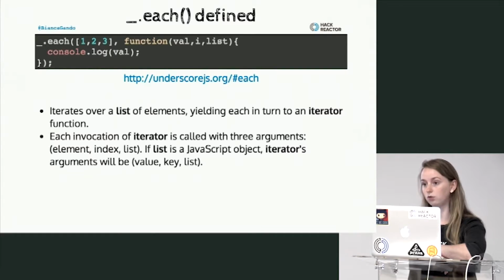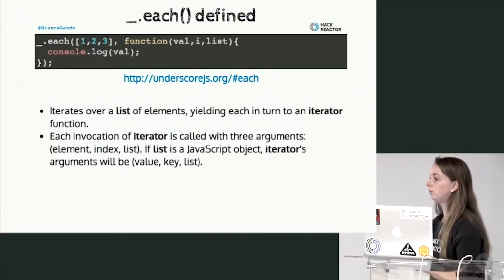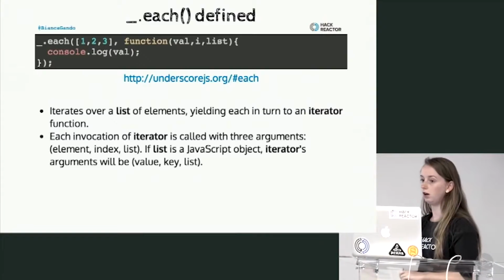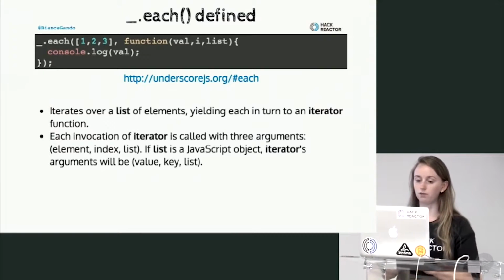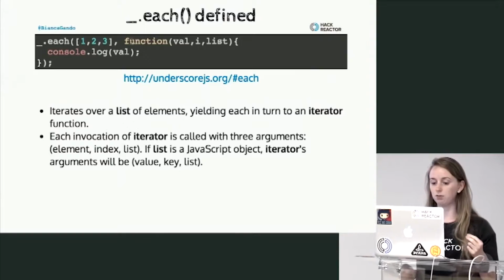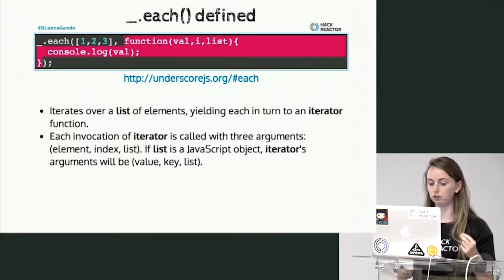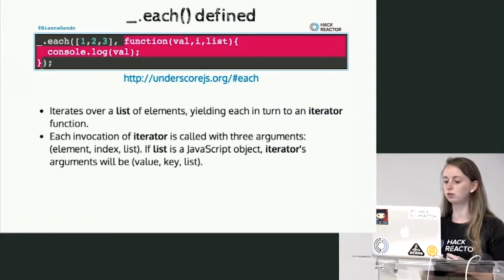Either underscore's each, jQuery has its own version of each, and then there's a native forEach as well that comes with JavaScript. So what each does is that it takes a list. It could be an object or an array, and for every element in that array, it calls the callback function here. So now you can see what I was talking about with the value, the index, and the list from the exercises, because that's how each works.